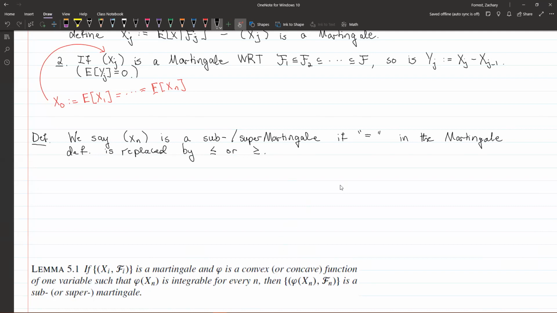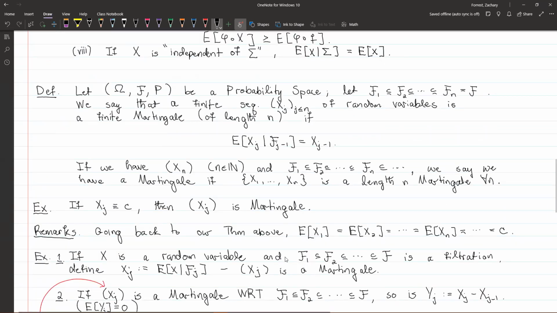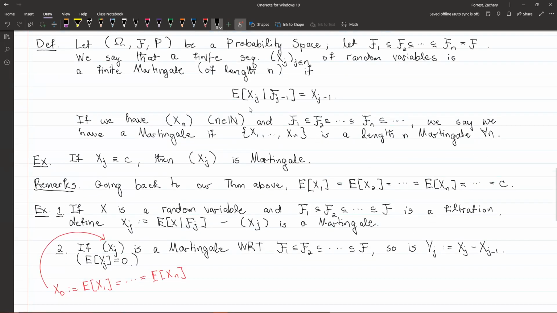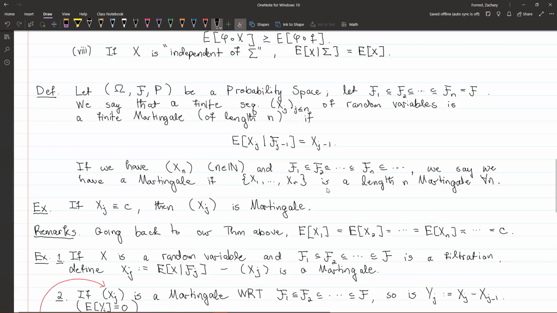So in other words, if we go back up to our martingale definition, it says that the conditional expectation of xj with respect to the previous sigma algebra in the filtration should be xj minus 1. Well, if we say that the conditional expectation is less than or equal to xj minus 1, then we have a sub-martingale. If we replace it by greater than or equal to xj minus 1, then we have a super martingale. Does that make sense? In those cases, we're not asking for quite as much, of course. You can tell that from the inequality.